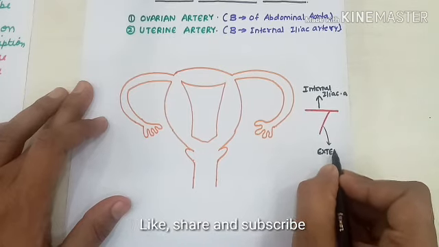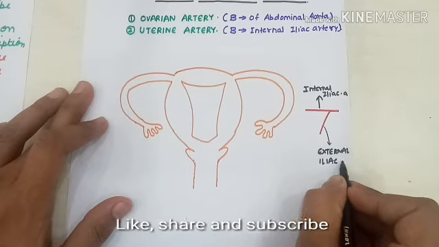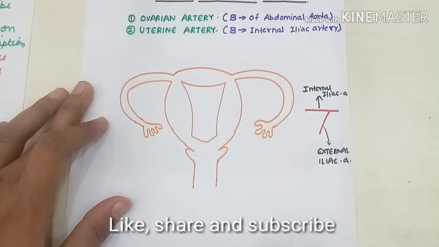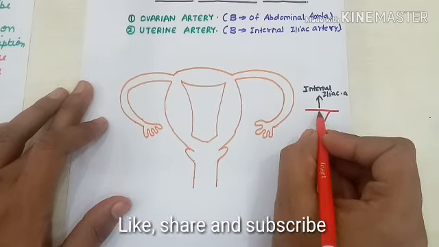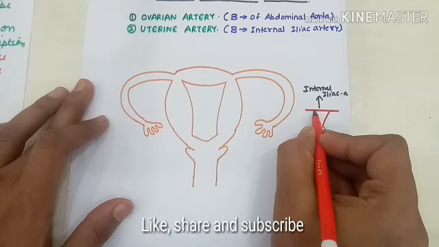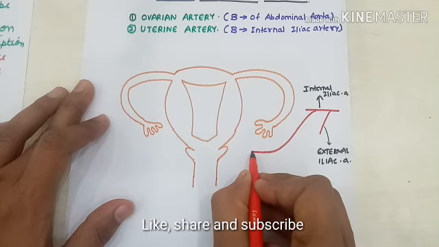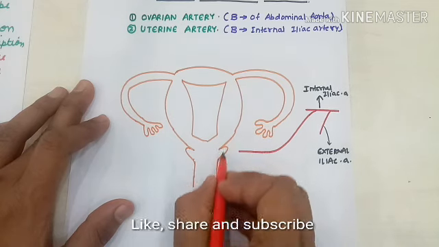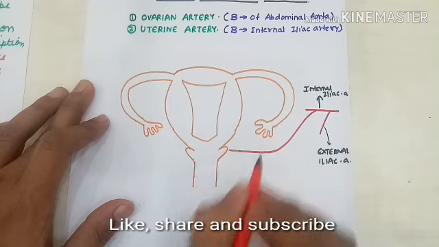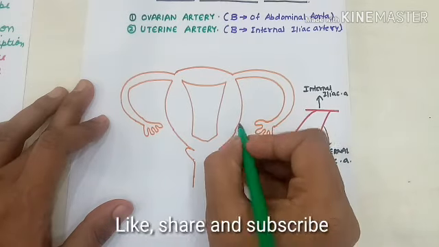External iliac artery. Okay, from the internal iliac artery, the uterine artery will arise. It is a branch of the internal iliac artery and it runs at the level of utero-cervical junction, and at this point it will cross the ureter.